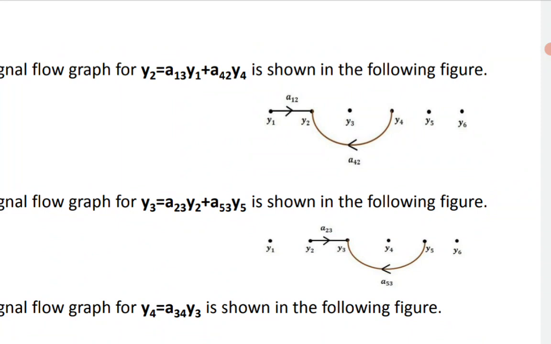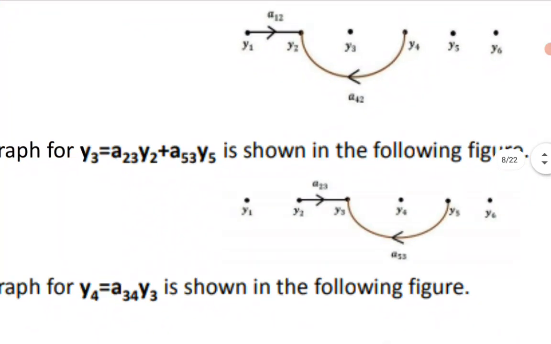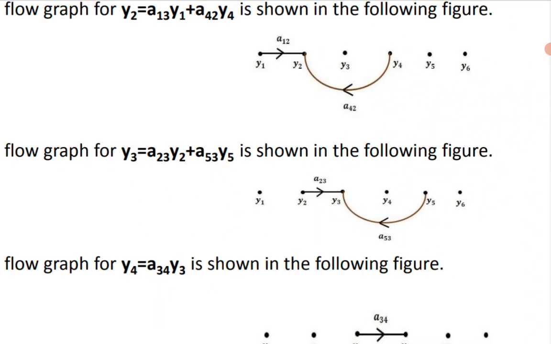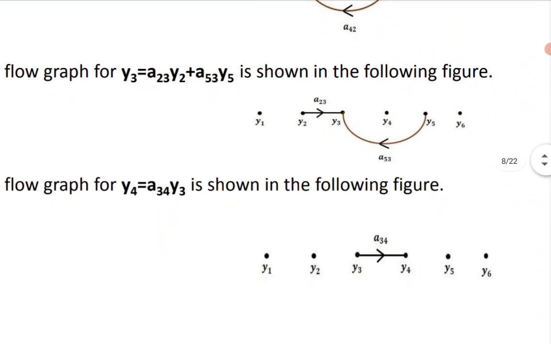When I am speaking of y3 is equal to a23 y2 plus a53 y5, I am constructing it between y2, y3 and y5 only. y3 is equal to a23 y2 plus a53 y5. When I am speaking of y4 is equal to a34 y3, I am just taking y3 and y4, and it generates y4 is equal to a34 y3.